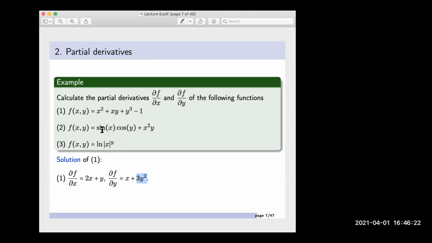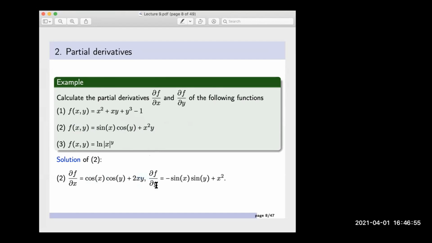And if you look at the second question, if you take the partial derivative in x, you regard this y to be constant, right? It's just a constant. Cosine y is a constant. And you take the derivative in x, you simply get cosine x times cosine y plus 2xy. That's the partial derivative in x. That's the result. Very simple, right? That's for the second question.